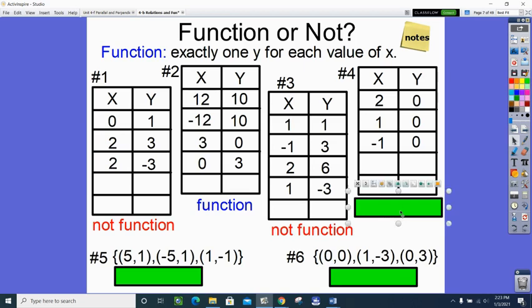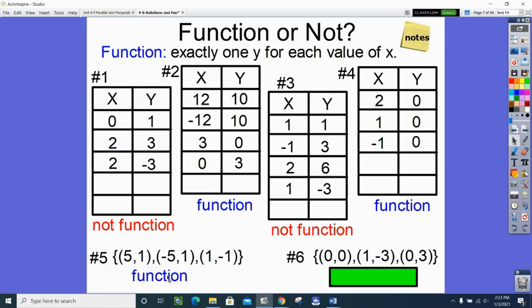And this one, did you say yes? You basically just look down your inputs, your x values, and if they are all different, it's a function. Now you got to be careful here. Same idea, but look at it horizontally. Did you say yes? So we have an x of 5, we have an x of -5, we have an x of 1. This is good. Last one, number 6.